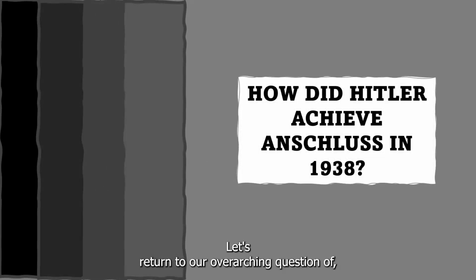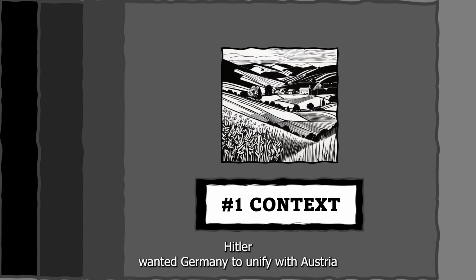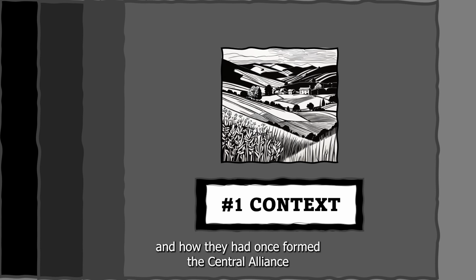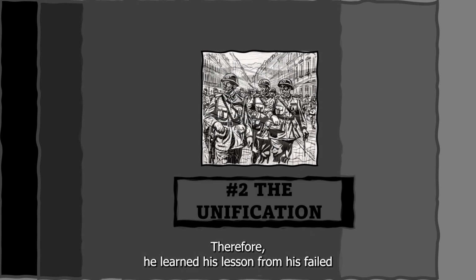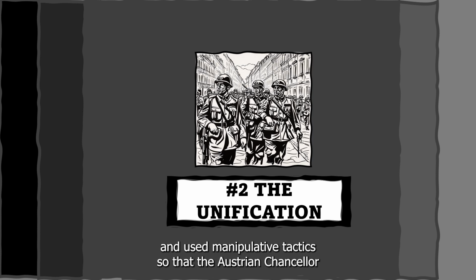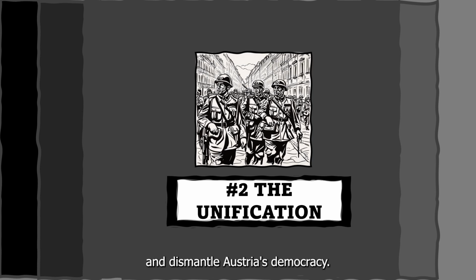Let's return to our overarching question of how did Hitler achieve Anschluss in 1938? Firstly, Hitler wanted Germany to unify with Austria because of the shared heritage and culture between the two nations, and how they had once formed the Central Alliance before World War I. Therefore, he learnt his lesson from his failed attempt in 1934, and used manipulative tactics, so that the Austrian Chancellor essentially invited Hitler into the country. He was then able to appoint key Nazis to position and dismantle Austria's democracy.